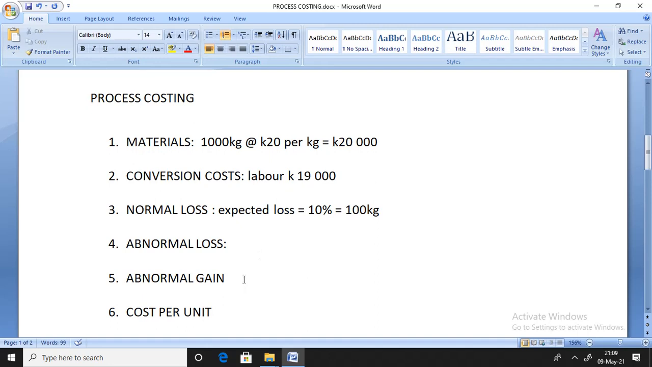On the other hand, we can have an abnormal gain if the actual loss is less than the expected loss. So it depends on what you have. If the actual loss is less than the expected loss, then you have an abnormal gain. Actual loss higher than the expected is an abnormal loss.